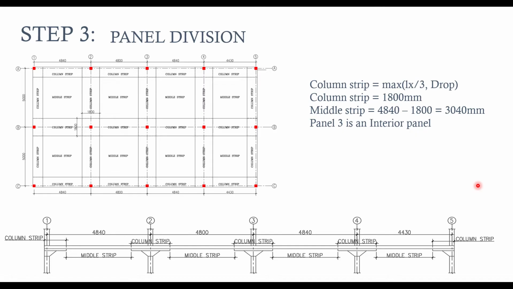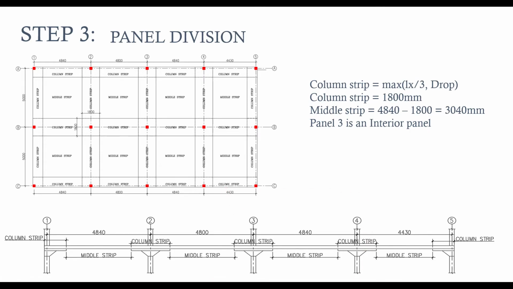So then we also need to establish that our panel 3 is an interior panel. Interior panel in the sense that when you cut a section along X direction, you can see that panel 3 is between grid line 3 and 4, which is at the middle, because we have a slab to the left, and we also have another slab to the right. Therefore it is classified as an interior panel, or you can call it an interior span.